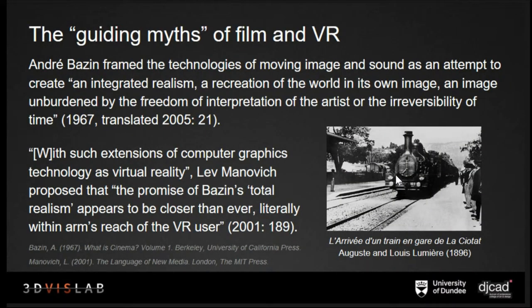André Bazin proposed that the guiding myth behind the development of film was the notion of a total reality. That is to say that the on-screen world could one day be indistinguishable from the real world. For Bazin, this myth would culminate in an image unburdened by the freedom of interpretation of the artist or the irreversibility of time. Of course, this notion was meant only as an originating ideology.